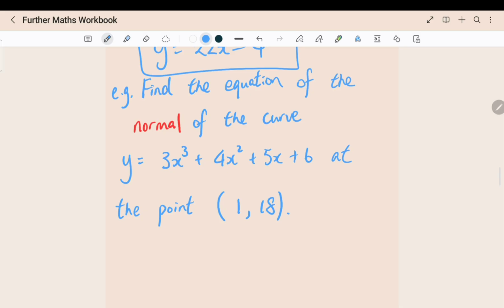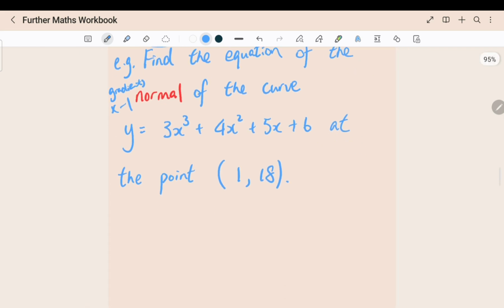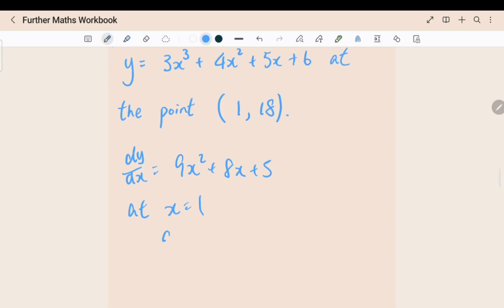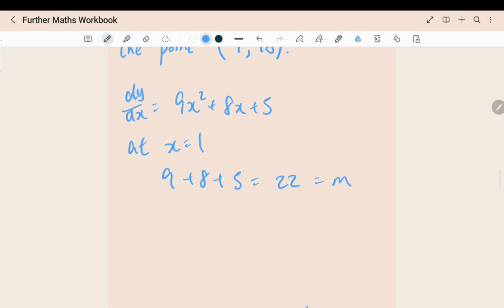Brilliant. So find the equation of the normal of the curve. For the normal, the gradients are perpendicular, so the gradients multiply to minus 1, because of perpendicular gradients from GCSE Higher Maths. So again, let's find dy by dx. This is equal to 9x squared plus 8x plus 5. And then at x equals 1, we get 9 plus 8 plus 5, which is 22 as our gradient. Therefore, the gradient of our normal will multiply with 22 to get minus 1. Therefore, the perpendicular gradient must be minus 1 over 22.